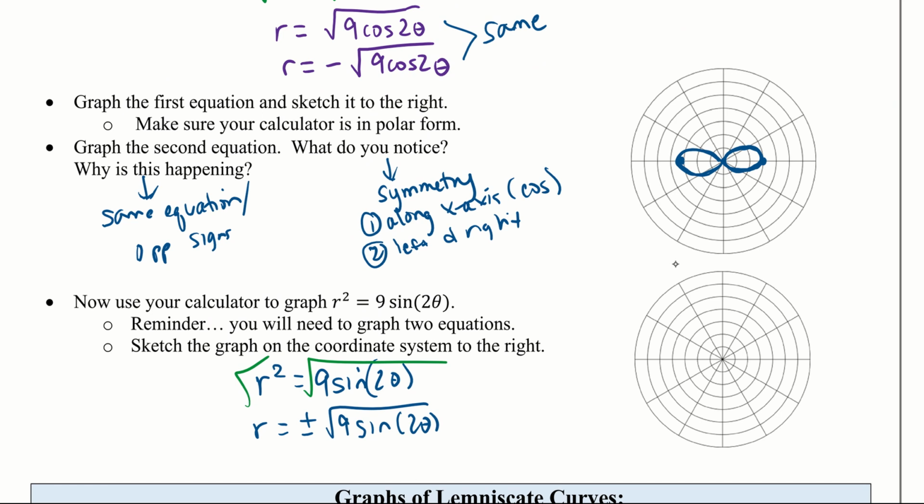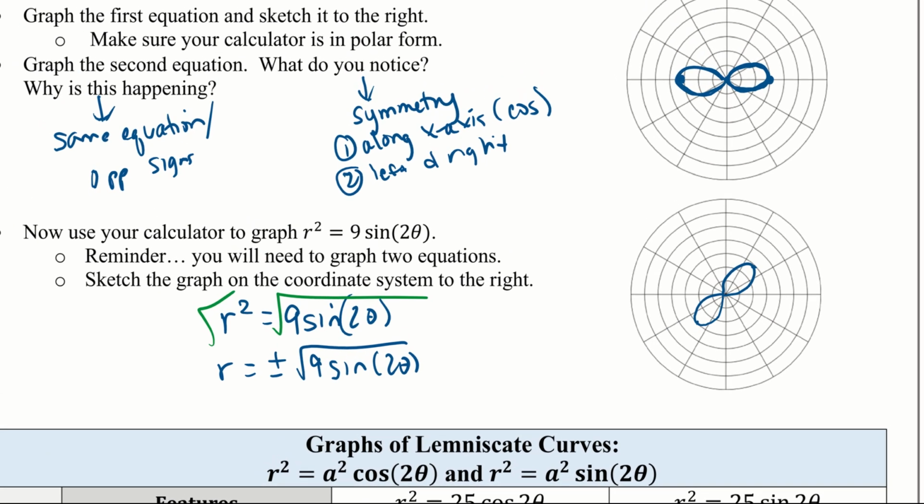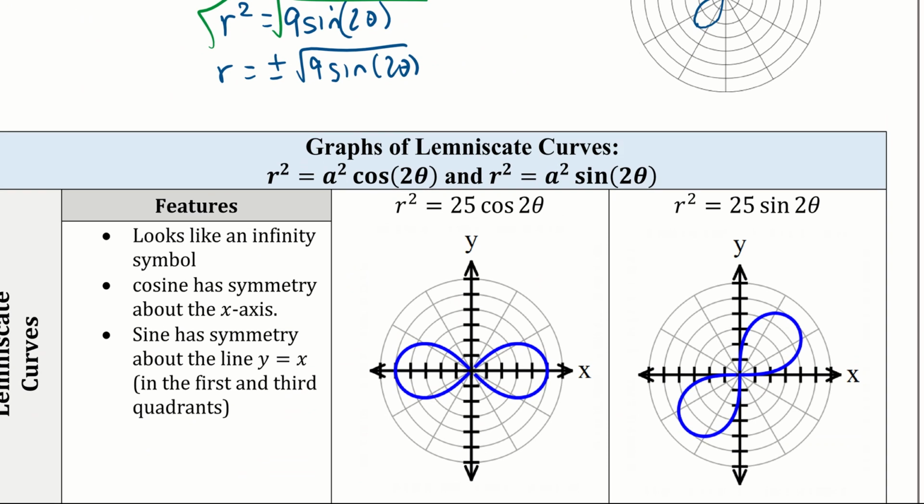So it's still going to go out 3 units, 1, 2, 3, but the petal for each side of the infinity symbol will be right along the 45-degree angle. So it looks like that, essentially. And that will always be true. The sine ones will always be in that first and third quadrant. The cosine ones will always be right here along the x-axis.